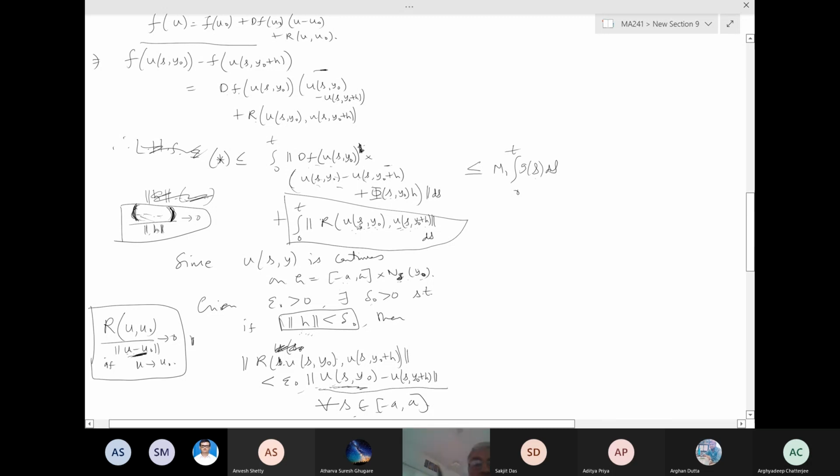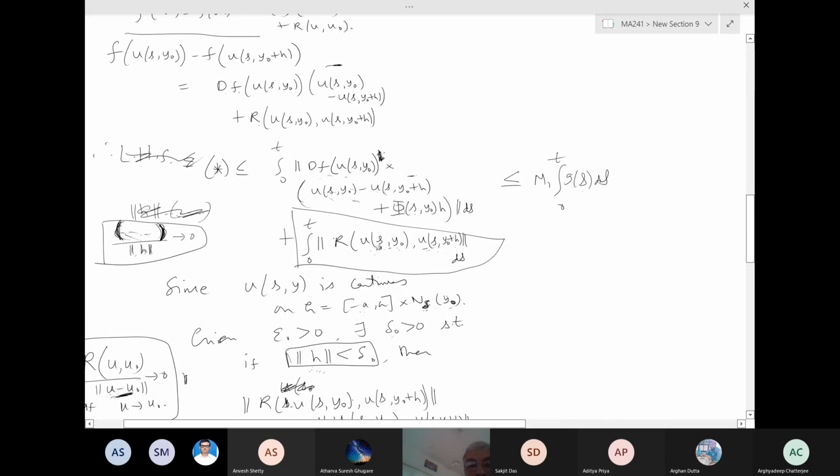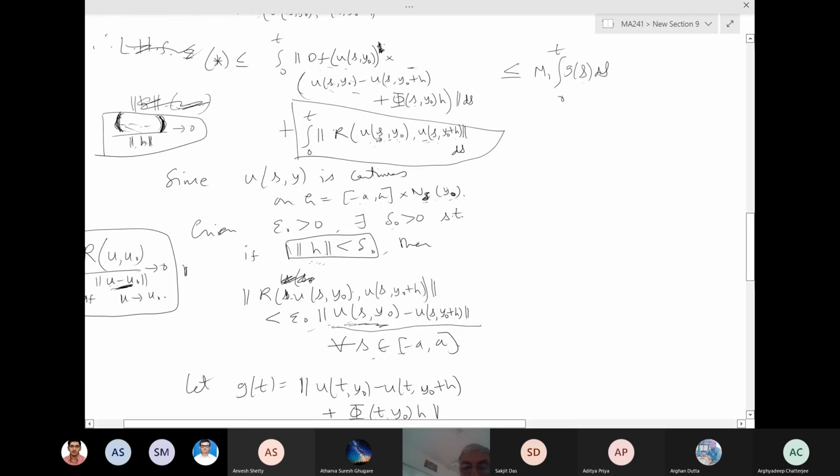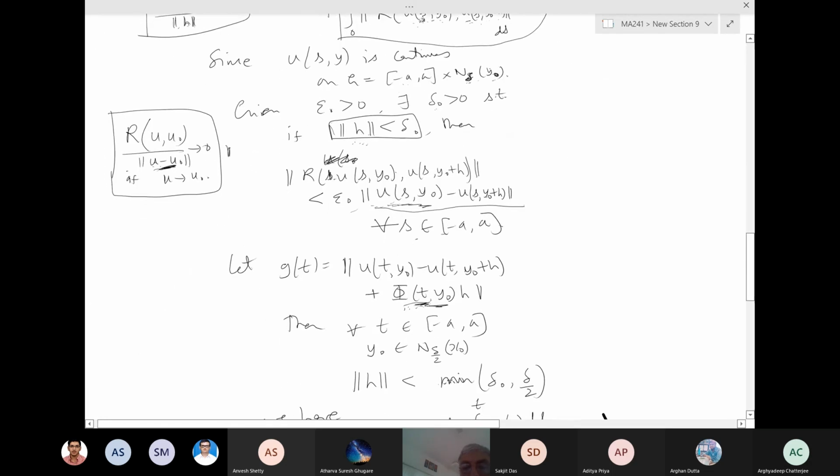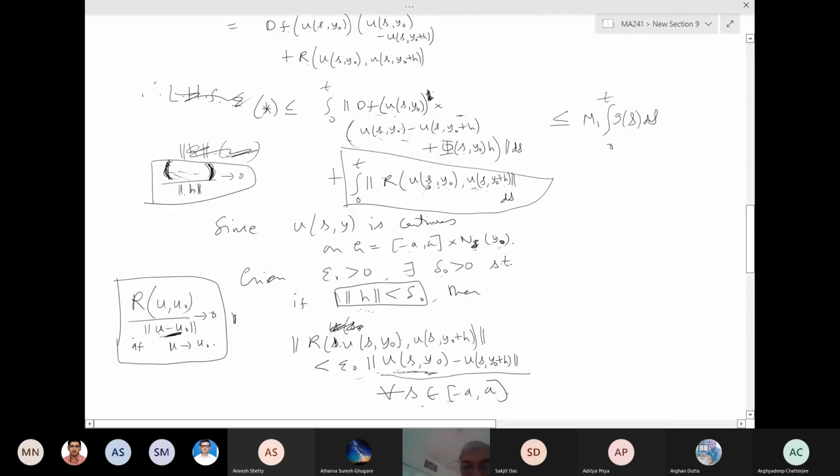So notice that the quantity we are trying to estimate had two things. One was an integral involving the derivative of f and some stuff inside brackets which I called g of t actually. Here it's g of s. Now that first integral I said is less than or equal to M1 times g of s ds.